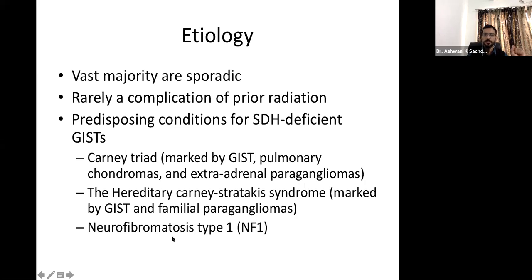And next syndrome is neurofibromatosis 1, von Recklinghausen syndrome. So the first two are usually associated with SDH deficient GIST, and neurofibromatosis 1 is usually not deficient in SDH.